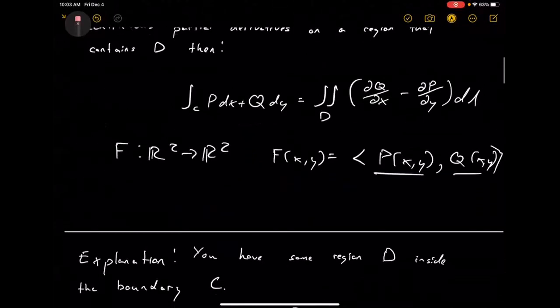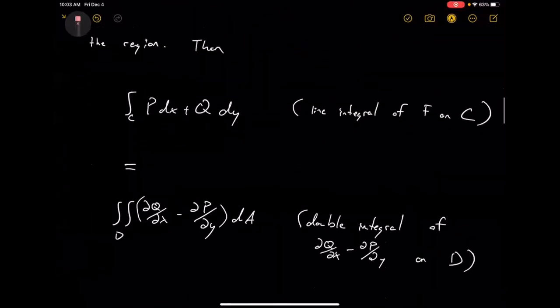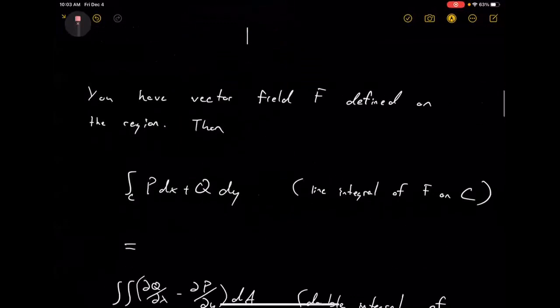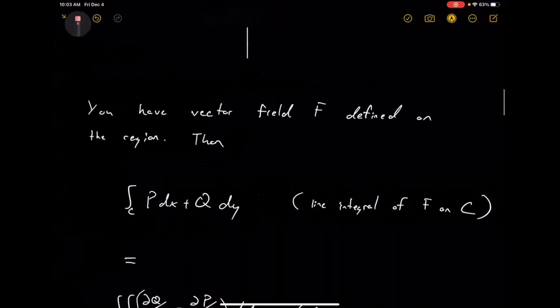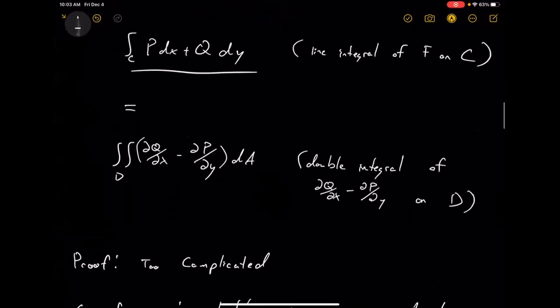Now notice these integrands, the stuff inside the integrals, are not quite the same, right? So if we were converting this way, we have to do some differentiation. And this is basically just what I just said. You have a vector field F defined on the region. Then the line integral of this vector field along the outside edge is equal to this double integral over the inner region.